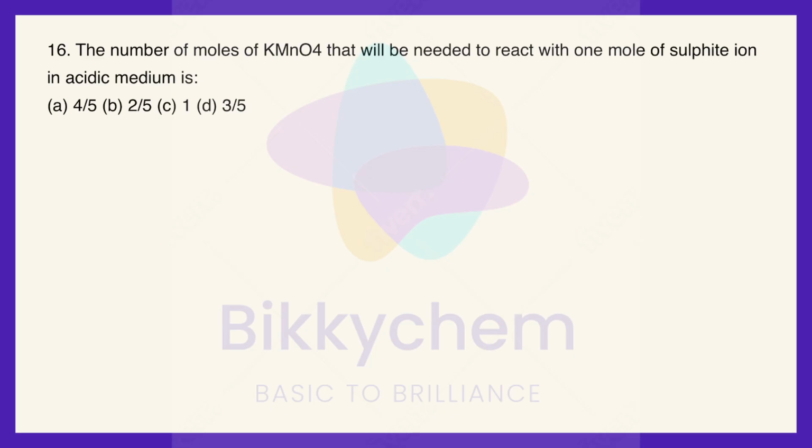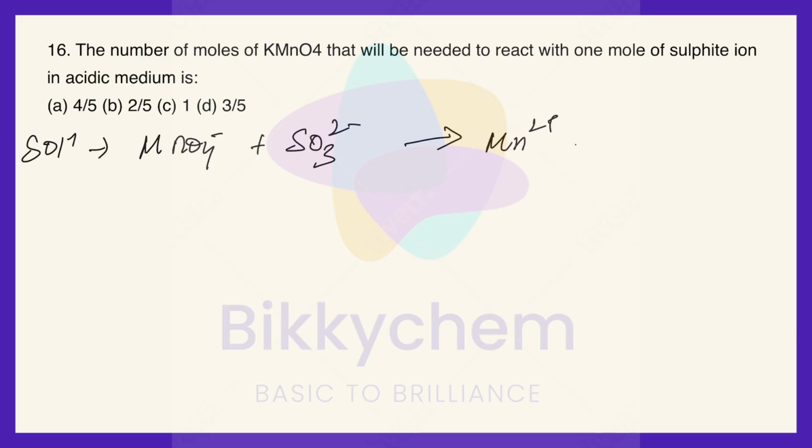Okay, dear student, let us see the next question. We need to find out the number of moles of KMnO4 that will be needed to react with 1 mole of sulfite ion. So let us derive the equation. MnO4- in ionic form, sulfite means SO3 2-, that is MnO4- will convert into Mn2+ and sulfite into sulfate. So this is the equation. To balance this one, we will take the individual ion half cell reactions.